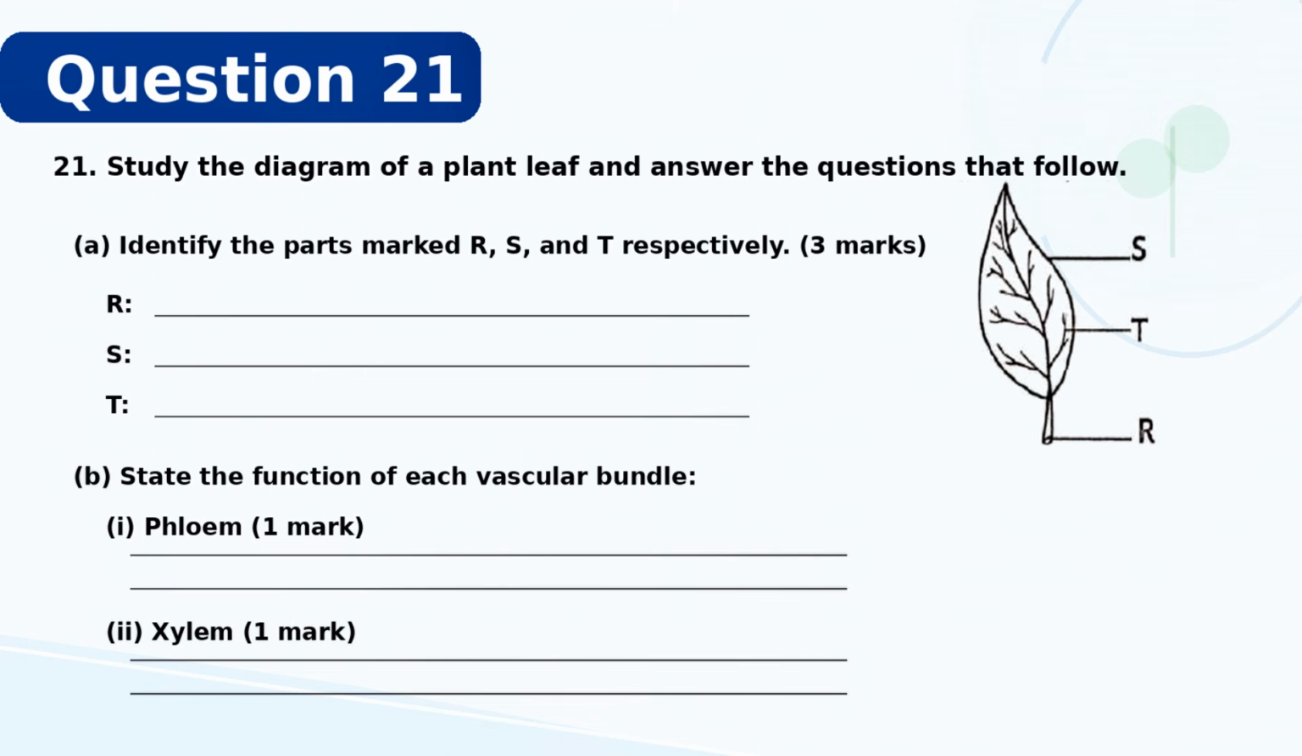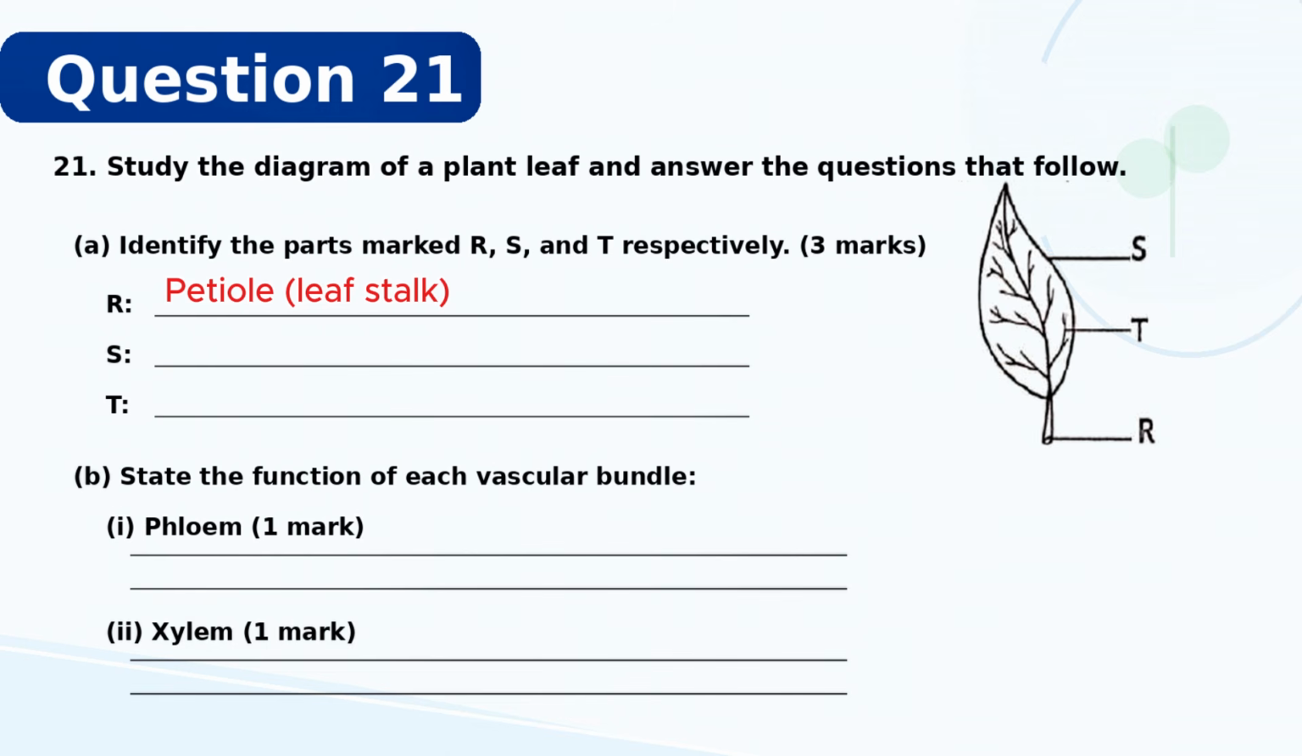It says, study the diagram of a plant leaf and answer the questions that follow. Now, we have parts of a leaf. In part A, we are supposed to identify the parts marked R, S, and T respectively. Part R is the petiole or the leaf stalk. That is the leaf stalk or the petiole.